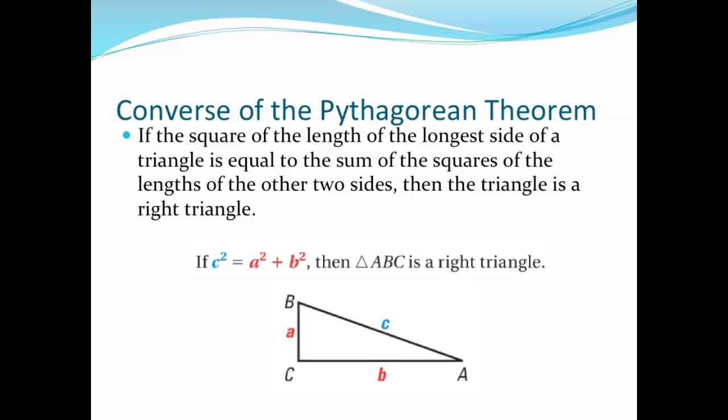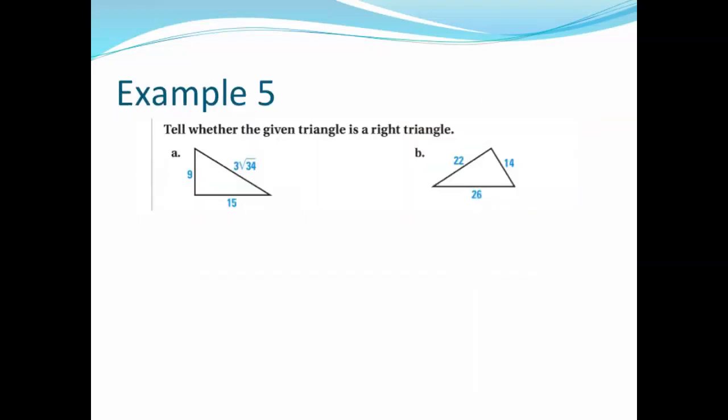Let's look at example 5. Tell whether the given triangle is a right triangle. So let's let C represent the length of the longest side of the triangle. Now we don't know whether or not C is actually the hypotenuse because we're not told whether or not these are right triangles. But use the longest side because we know if it is a right triangle, the hypotenuse is going to be the longest side.